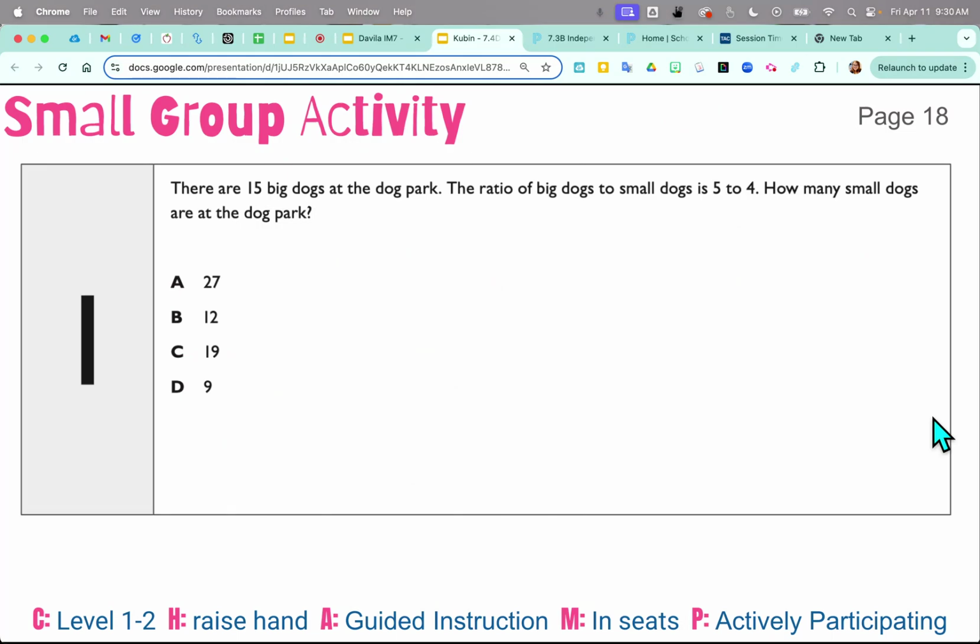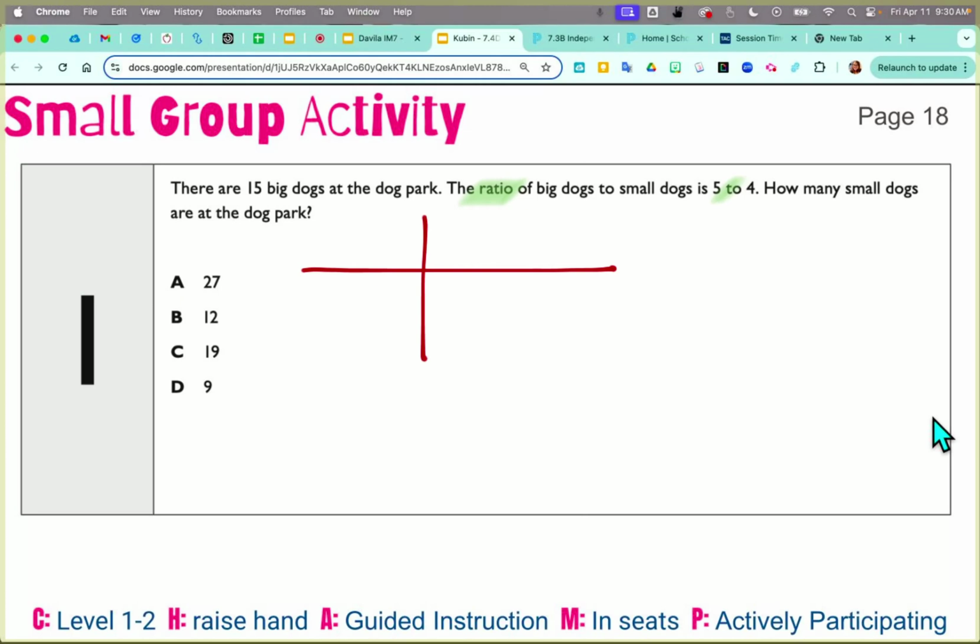There are 15 big dogs at the dog park. The ratio of big dogs to small dogs is 5 to 4. How many small dogs are at the park? So my vocabulary word in this problem is ratio, and I see the word "to," so I'm going to highlight that. That means in my table, I'm going to have big dogs first, and that was 5, and then small dogs was 4.